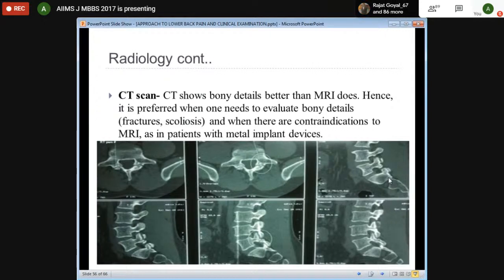Whereas when you're suspecting bony conditions, any fractures, or if you want to know the fine details, go for a CT. So CT is done when bony details like scoliosis and fractures are needed. It is also used when there is a contraindication to MRI, like with metal implant devices. But nowadays, newer devices can also do MRI with metal implants.